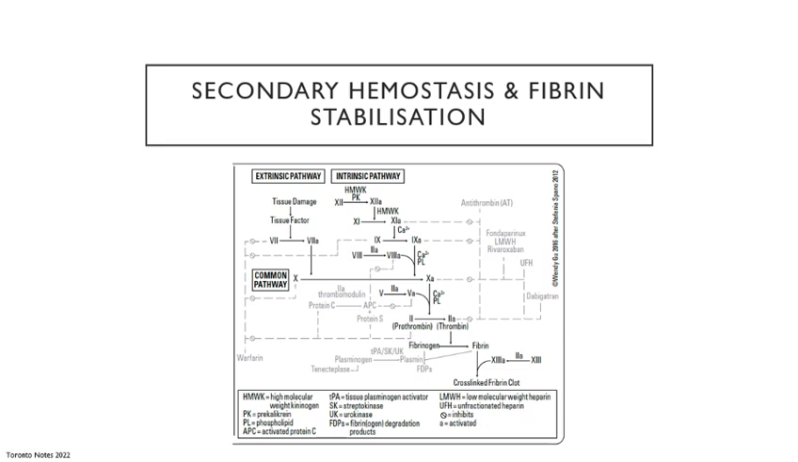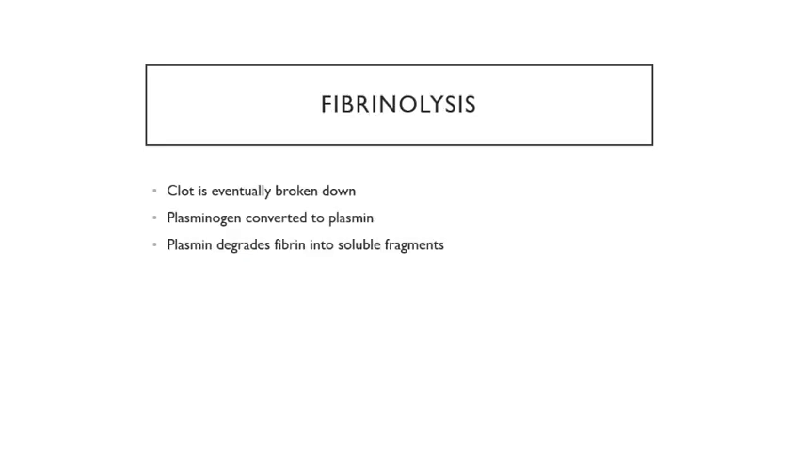Fibrin stabilization refers to the process by which the initial fibrin clot, formed from fibrinogen by the action of thrombin, is further strengthened and rendered more resistant to fibrinolysis. This process is primarily mediated by factor 13, also known as fibrin stabilizing factor. Fibrinolysis is a process by which the clot is eventually broken down once the vessel is repaired. Plasminogen is converted to plasmin by tissue-type plasminogen activator or urokinase-type plasminogen activator. Plasmin then degrades fibrin into soluble fragments, effectively dissolving the clot and restoring normal blood flow.